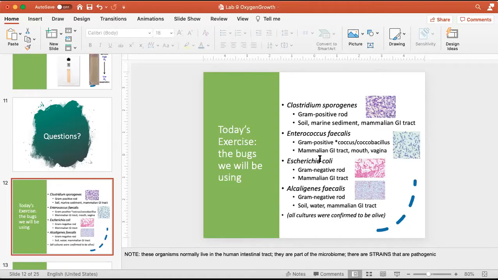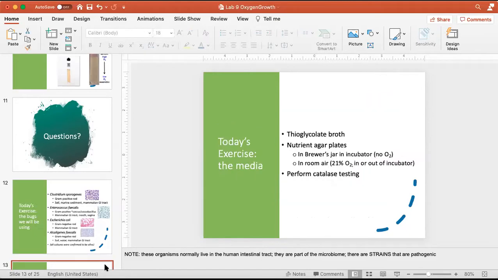Two of these organisms live entirely in the body, primarily in the intestinal tract. And two of them can be found in the intestinal tract and outside in the soil and in marine sediments. So we inoculate broth tubes for each one of these organisms.